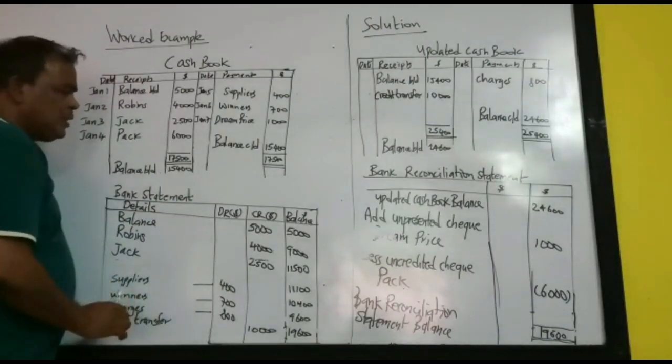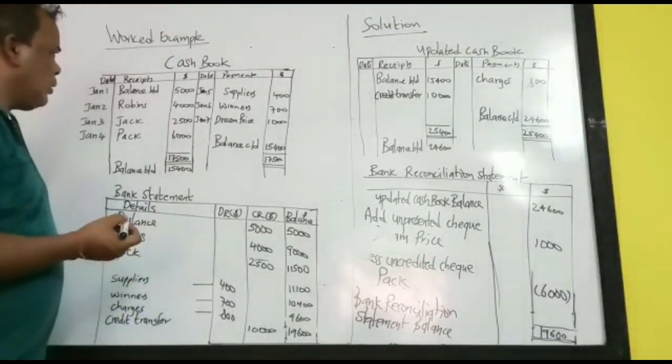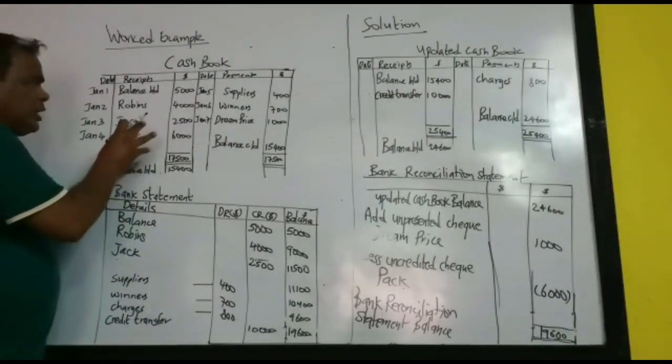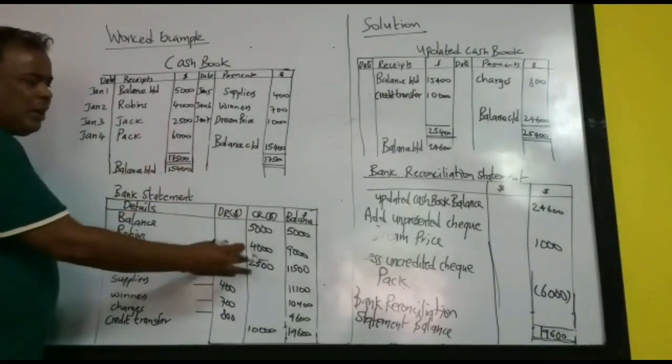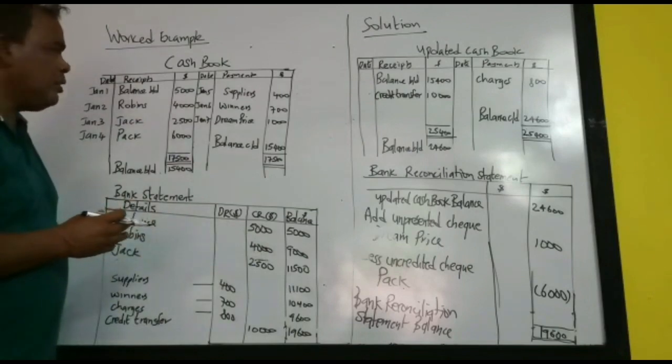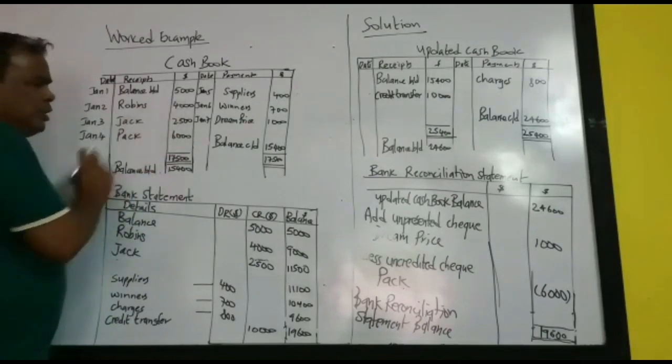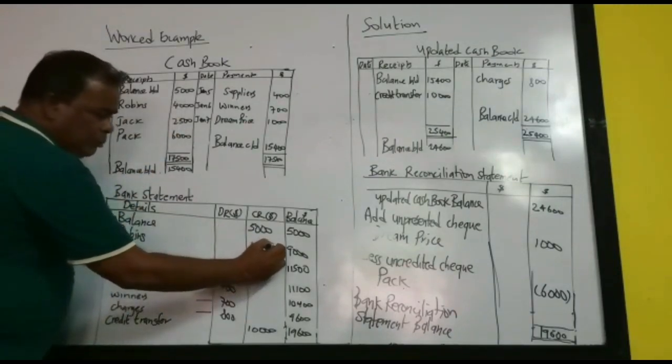Now, first of all, what we have to do is see whether all the items on the debit side of the cash book have been recorded on the credit side of the bank statement. Forget about the balance. We have Cat Mill on the debit side, therefore we have Cat Mill here, and we put a tick.